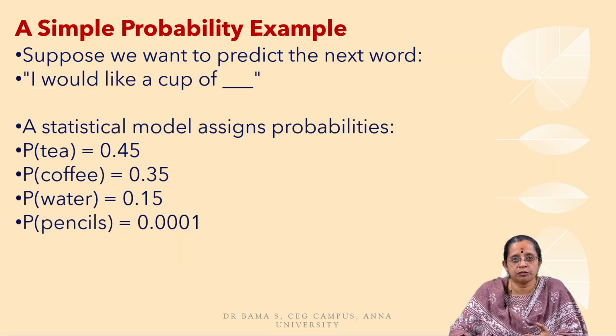And at the end, suppose we have the probabilities like this: tea has 0.45, coffee has 0.35, water has 0.15, and pencil has a very low probability, 0.0001. So, ideally which has the most probability? It is tea, 0.45. So, the most probable word is selected. This is the basis of the statistical model. This is a very simple example, but we will go through a few other examples of how algorithmically the NLP task would operate.